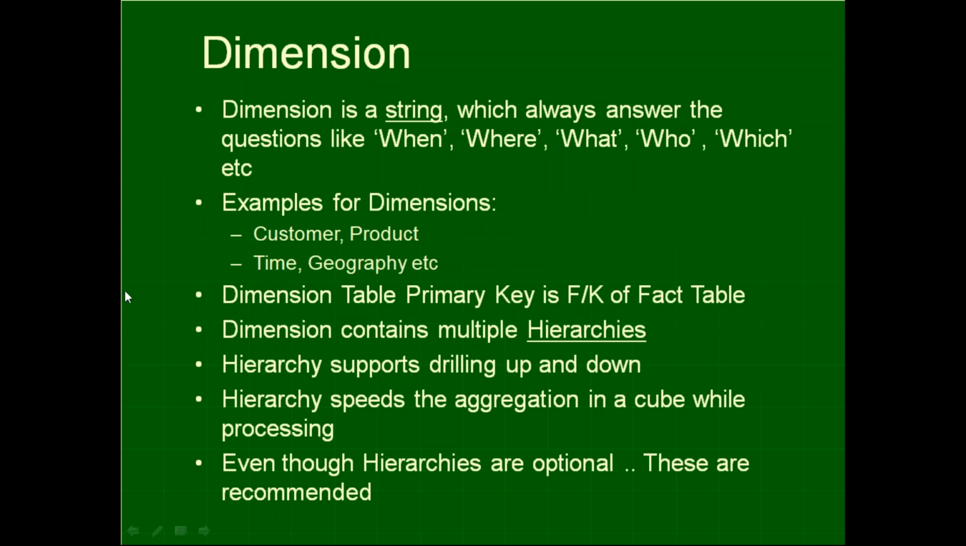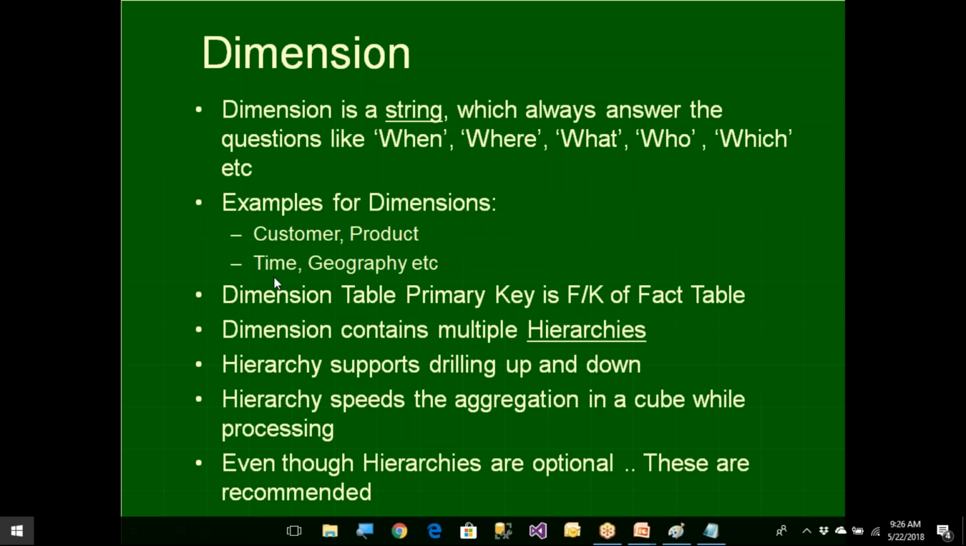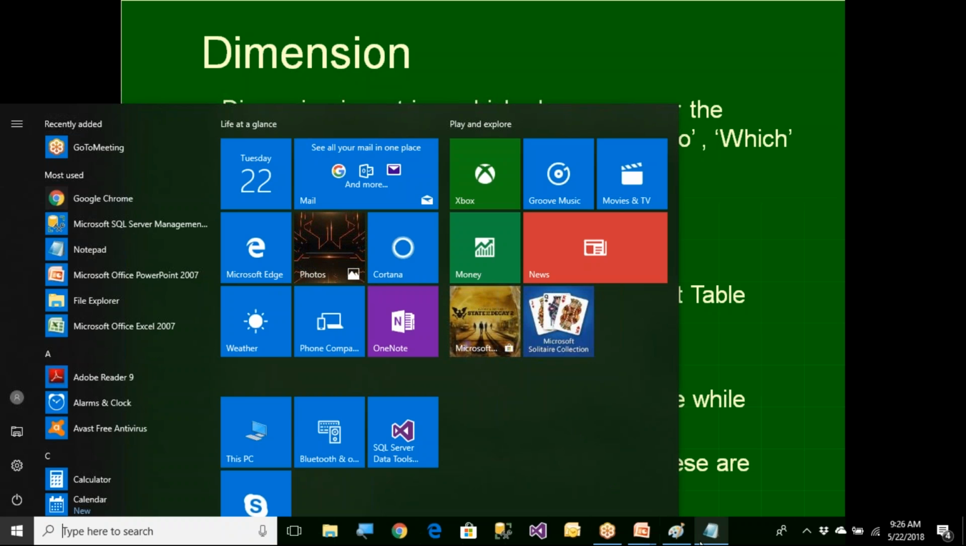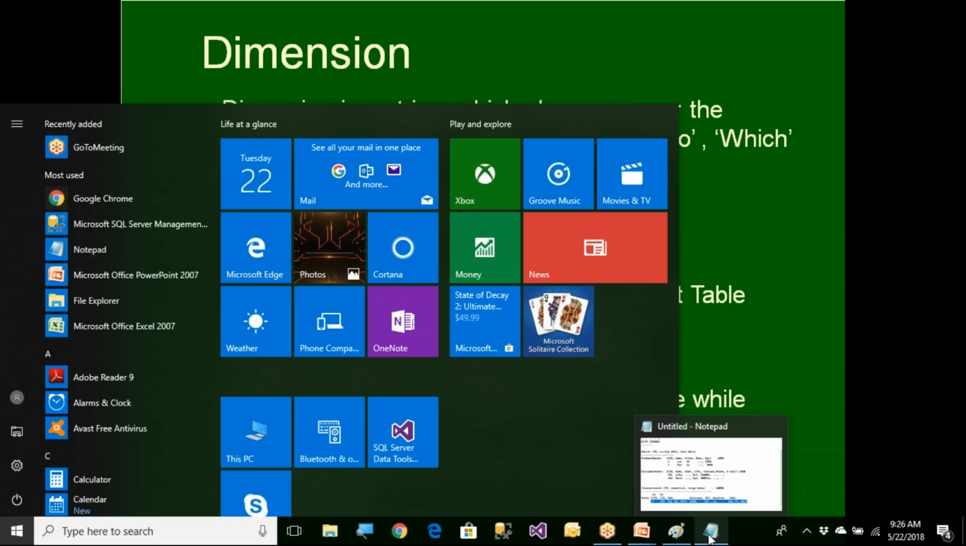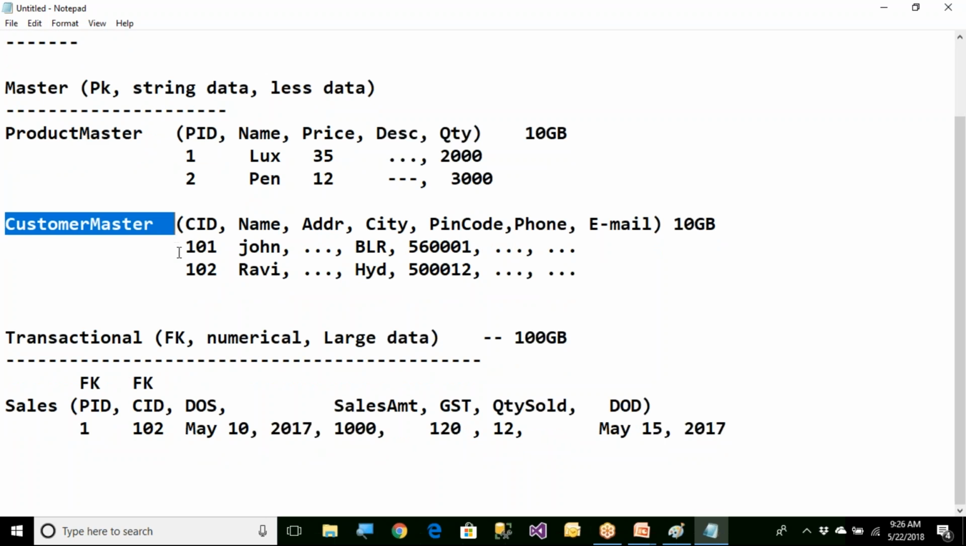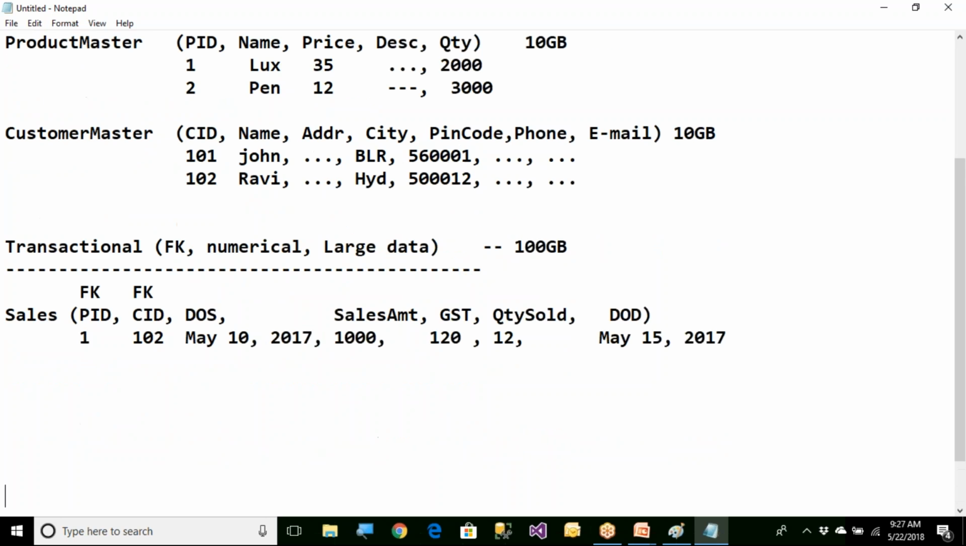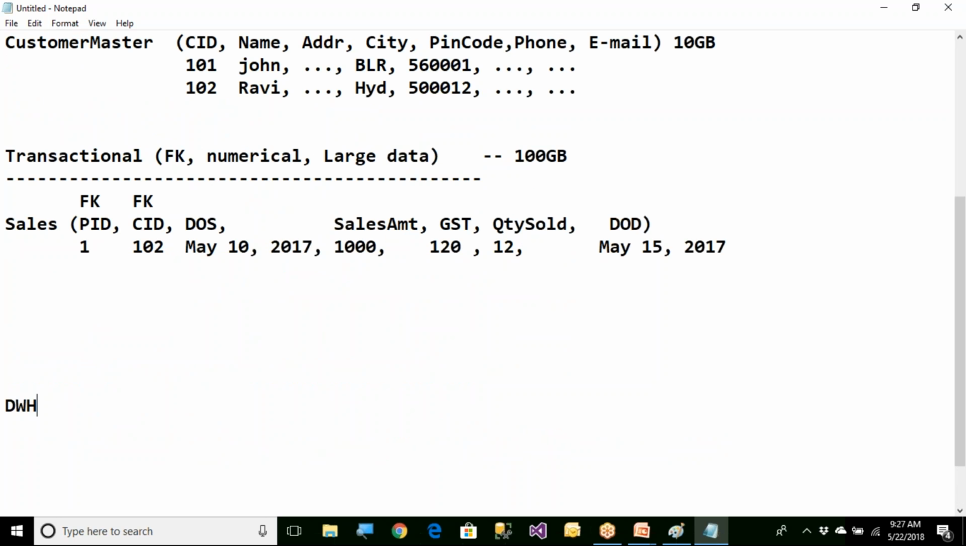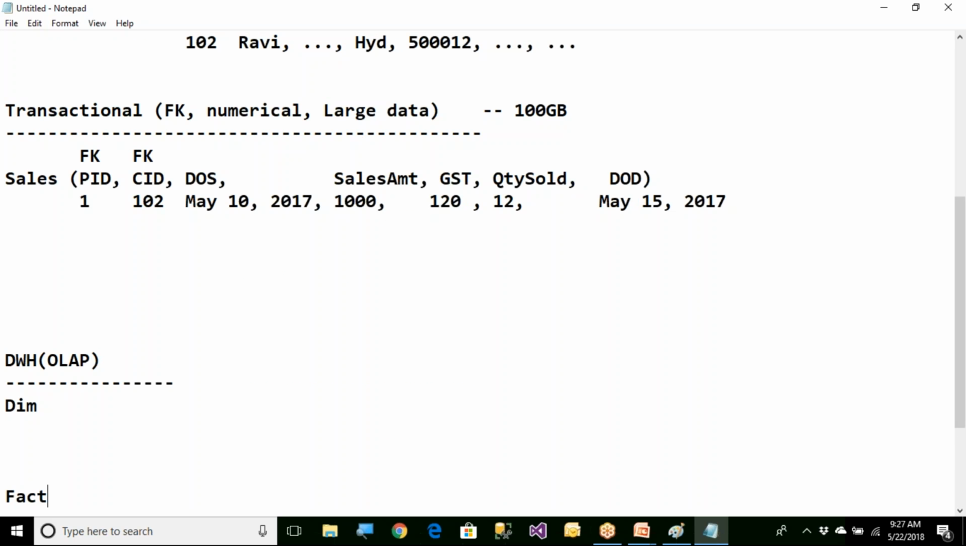And definitely you need one more table specially designed, the time table. The time table will not be available in your normal OLTP databases. In OLTP you will have a product table, customer table, something like this. But when we take it to a data warehouse, we're talking about OLAP, right? In OLAP you will have two types of tables. I told you, right? One is called dimension tables, and the other is fact tables.